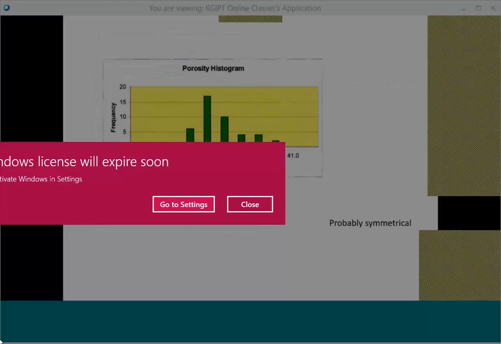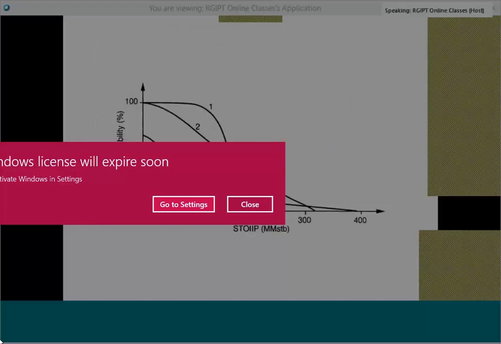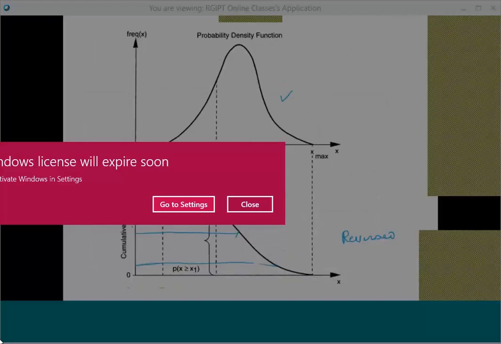I'm flipping this slide. I do not know if it's taking long for this to appear on your screen. Which slide do you see? A probability density function. Do you see that? And expectation curve. Okay.